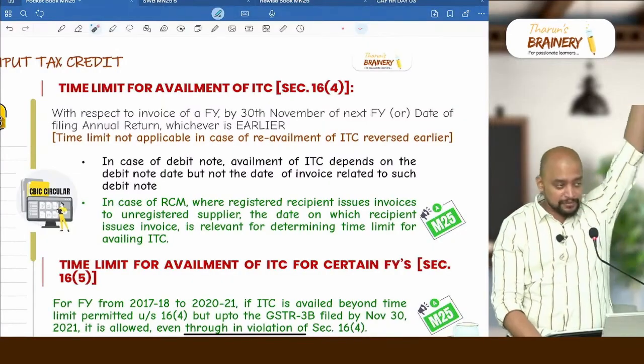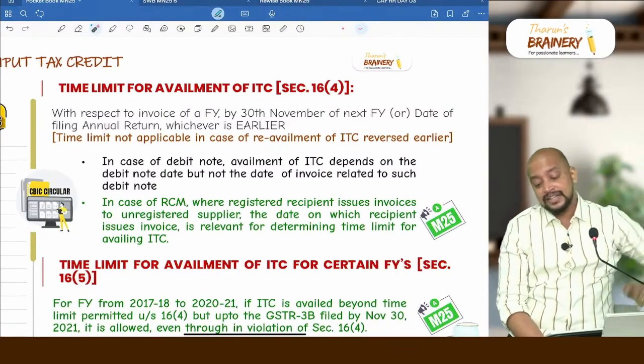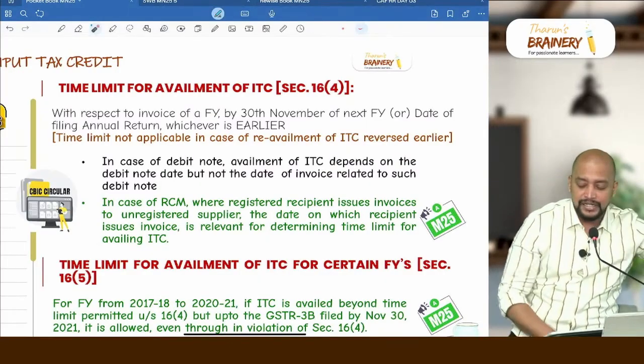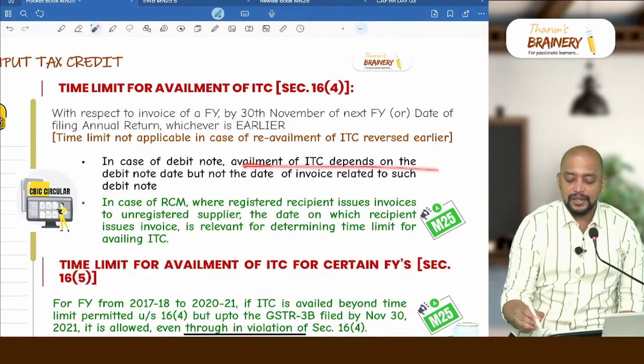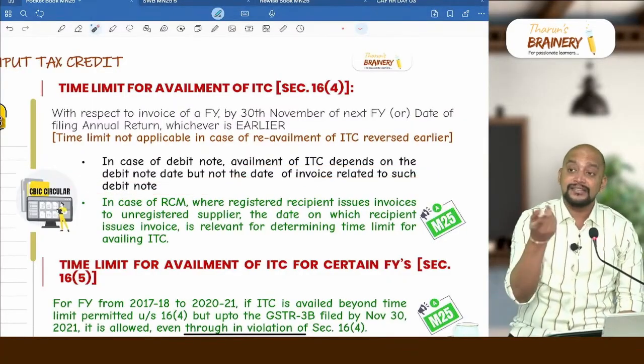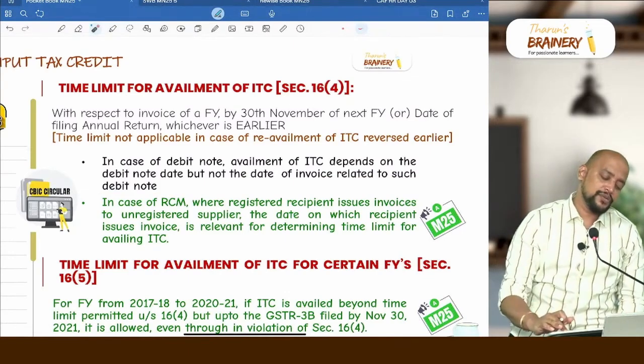So suppose a debit note is given now for an invoice from 10 years before. In that case, based on the debit note only we need to see the availment of ITC, not the invoice date. So in case of a debit note, availment of ITC depends on the debit note date but not on the date on which the invoice related to such debit note was given. Then this is the point I was referring to.